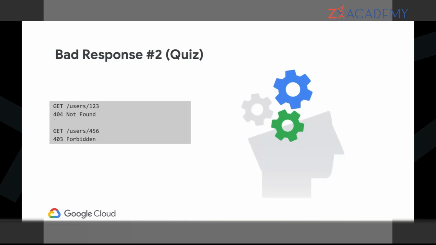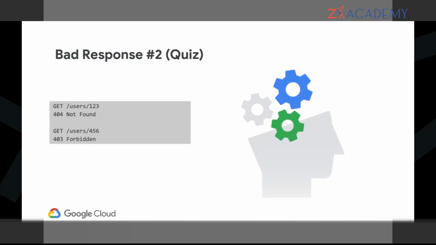Now, second, here is another example of a bad response. Technically, this is not a wrong response. Let me explain. In the first scenario, a client is making a call to users 123. This 123 user doesn't exist, so the server responds 404 not found. But in the second call, the user is 456, and this 456 user ID exists, but it is not available for the given client. So the server is responding 403 forbidden.